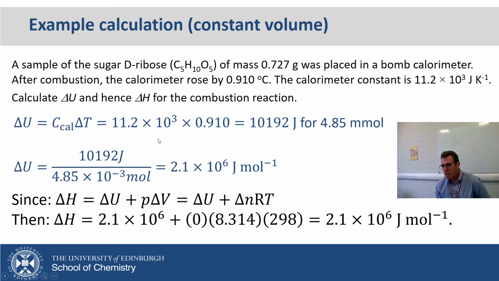But I also want to calculate delta H. Well, delta H is delta U plus P delta V, which is delta U plus delta nRT using the ideal gas law. So I can plug in my value for delta U, 2.1 by 10 to the power of 6, multiplied by the change in system due to pressure volume work.